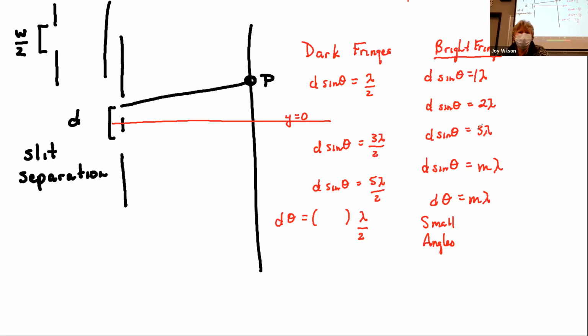If this is 1, 2, 3, 4, I want this to be first, second, third, fourth. We do 2 times m minus 1. So the third one is 6 minus 1, 5 halves. The second one is 4 minus 1, 3 halves. The first one is 2 minus 1, 1 half. Do you see how this piece makes the dark fringes count 1, 2, 3, 4, but it gets you the right half wavelength that you need to be on?